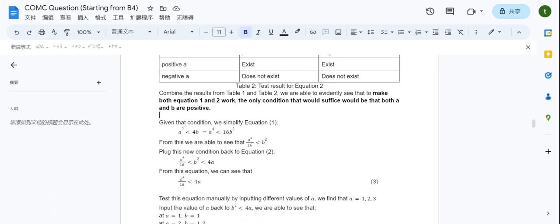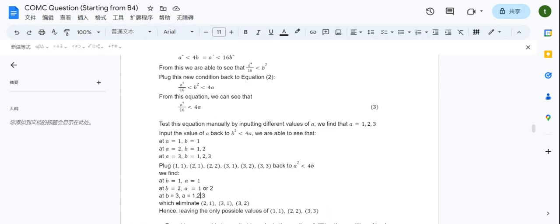Given that condition, we can simplify equation 1: a squared less than 4b. What we can do is square both sides. So we get a to the power of 4 less than 16b squared. And then we divide both sides by 16. We're able to get a to the power of 4 divided by 16 less than b squared. We can plug this new inequality back into equation 2, which states b squared less than 4a. Since a to the 4 divided by 16 is less than b squared, the equation can be combined into a to the 4 divided by 16 less than b squared less than 4a, which hence is equal to this.